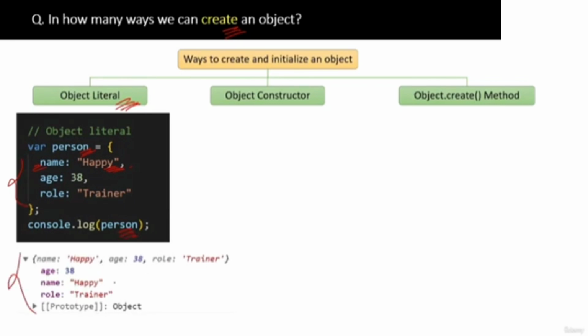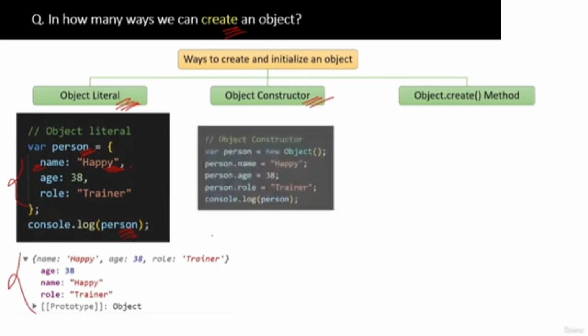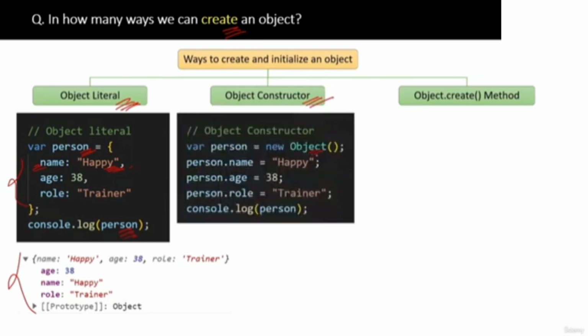The second way to create the object is object constructor. Here we are first using the object constructor to create a blank person object, and then by using the dot notation we are setting the values of the object properties like person.name and many more.